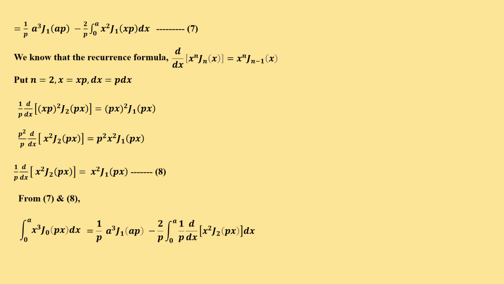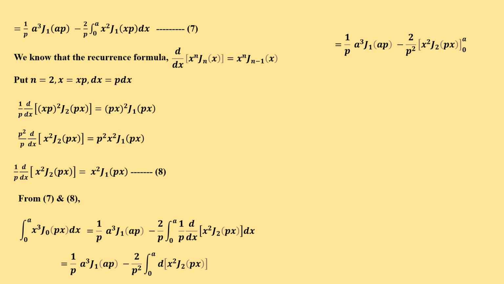1 by p a cube J1 of ap minus 2 by p integral 0 to a 1 by p d by dx of x square J2 of px. So this becomes 1 by p a cube J1 of ap minus 2 by p square integral 0 to a. So dx in the numerator and dx in the denominator get cancelled. Derivative of x square J2 of px.